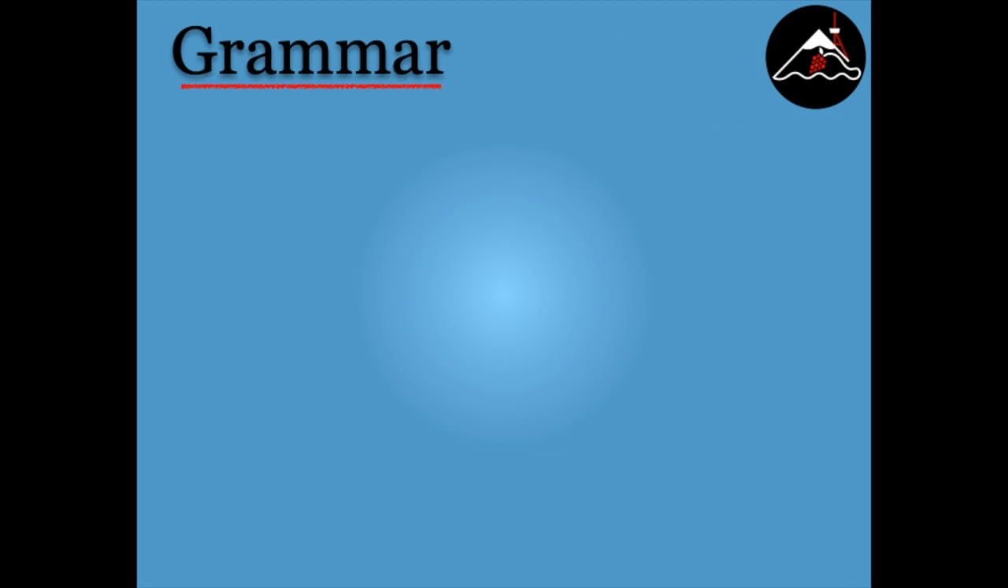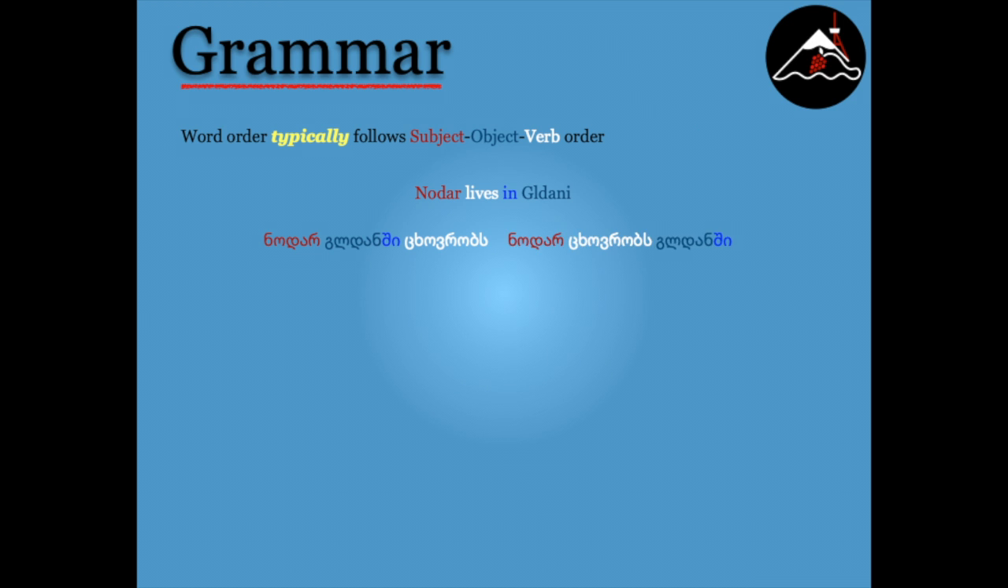One thing to note is that word order typically follows a subject-object-verb form. However, this isn't always the case, as there aren't any formal rules regarding word order. The placement of the verb in a sentence can change depending on what you want to emphasize. In a simple sentence, such as, Nodar lives in Guldani, you could either say, Nodar Guldanshi tskovrobs, or Nodar tskovrobs Guldanshi. The verb can go before or after the prepositional phrase in Guldani. However, the subject, Nodar, should still start the sentence.